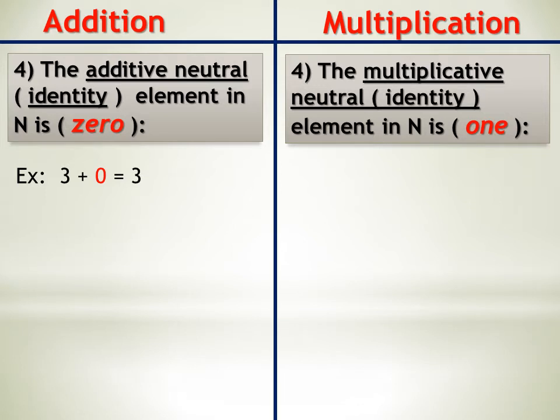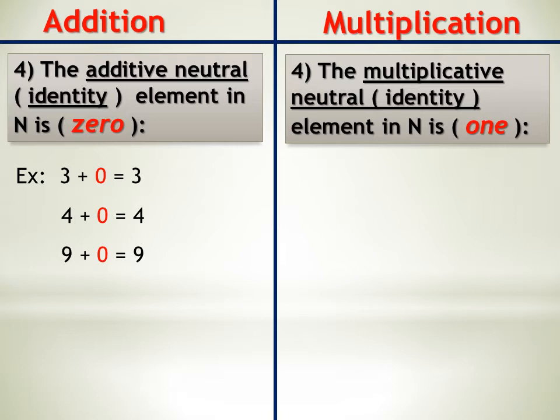For example, 3 plus 0 equals the same number, which is 3. 4 plus 0 equals the same number, which is 4. 9 plus 0 equals the same number, which is 9. So the additive neutral or the identity in addition is 0. What about here?